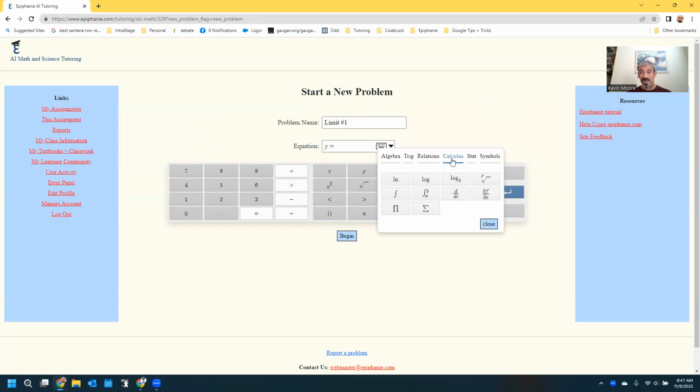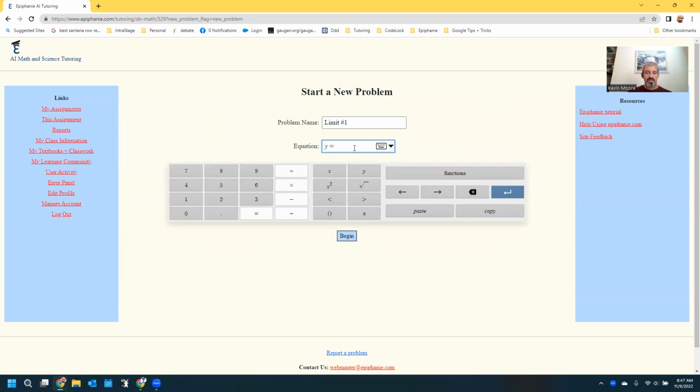So you have to enter this manually using LaTeX commands. I'm going to show you how to do that. It's not particularly easy, but it's also not too hard. You can do it. Limit is entered with \lim. There we've got our limit.